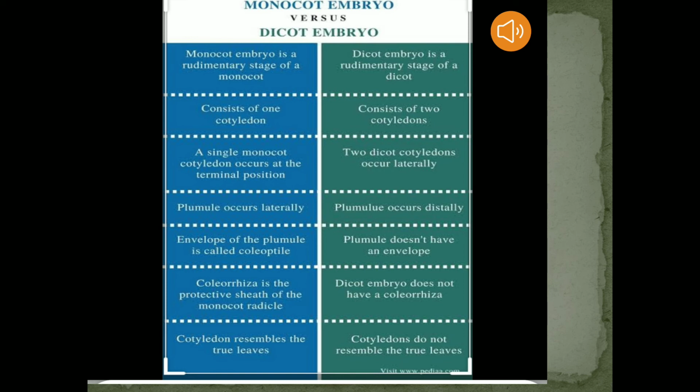In dicot embryo, plumule occurs terminally. Next point of differentiation: the sheath of the plumule is known as the coleoptile in monocot embryo, whereas in dicot embryo, plumule has no sheath, so there is no coleoptile in the dicot embryo. The sheath of the radicle is known as coleorhiza in monocot embryo. In dicot embryo, no coleorhiza is present. Now, the next point of differentiation. Cotyledons in monocot embryo resemble the true leaves, whereas in dicot embryo, cotyledons do not resemble the true leaves.